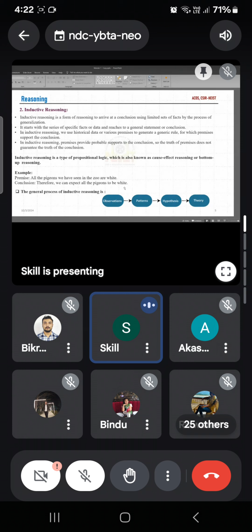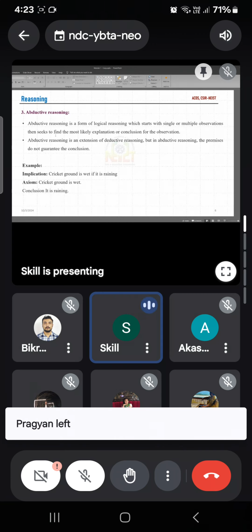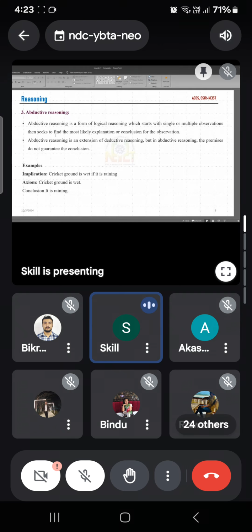So moving on to the next type, abductive reasoning. Abductive reasoning, we can say, is to give an explanation or conclusion from a single or multiple observations we have seen or observed. Based upon that, the explanation or conclusion we will make, so it will be our abductive reasoning. It's an extension of deductive reasoning, but the premises do not guarantee the conclusion. Suppose we have some information, it will not guarantee that the conclusion we derive will be fully based on the premises.